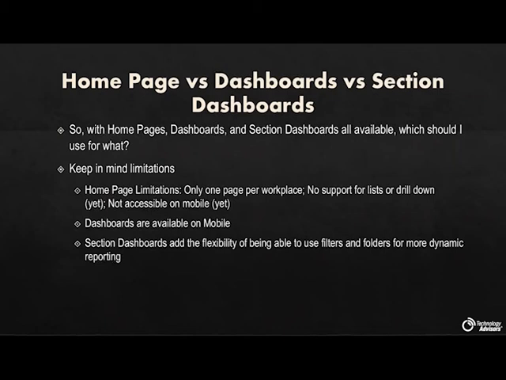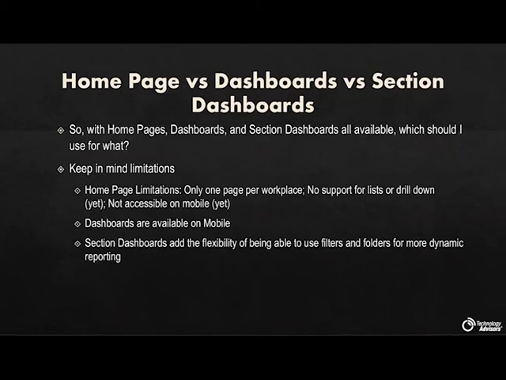The first thing that I would think about is keep in mind your limitations. So home pages have 1 page per workplace. They don't yet support lists or drill down, and they are not yet accessible on mobile. Lists and drill down are definitely on the roadmap. Mobile, they're still thinking through, but it's a probable. But at least for the time being, those are going to be important considerations for where you're going to build something.